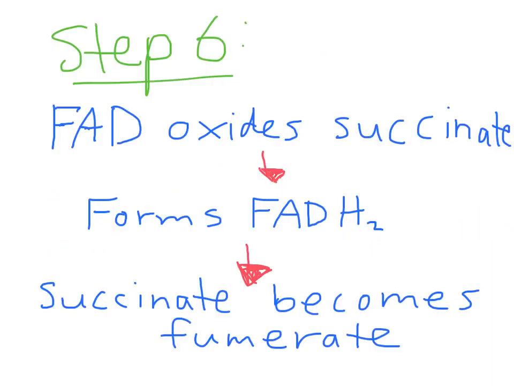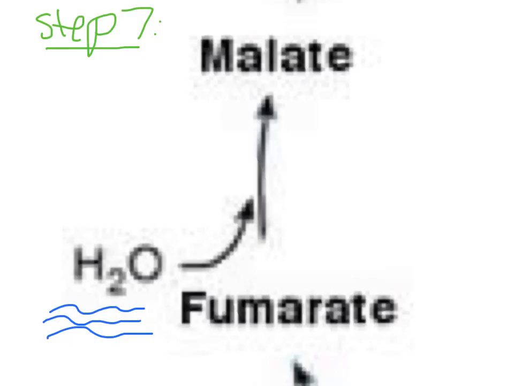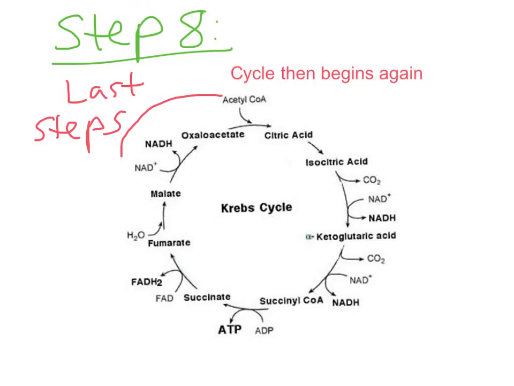Another ion from the matrix, FAD, oxidizes succinate, which forms the energy coenzyme FADH2, and then succinate becomes fumarate. In step 7, water is added to fumarate to form malate. In step 8, which is the last step, malate undergoes one more redox reaction with NAD+ to produce NADH and oxaloacetate, and after that, the cycle begins again.